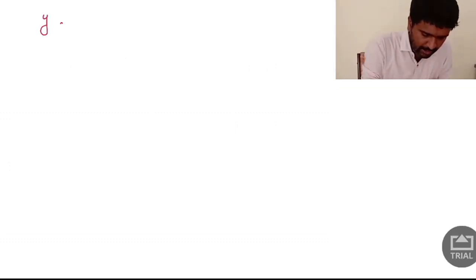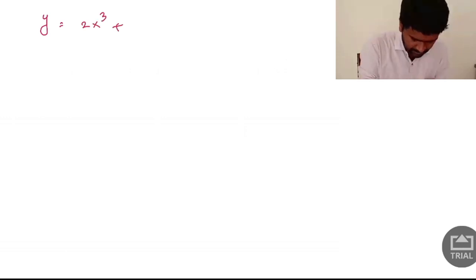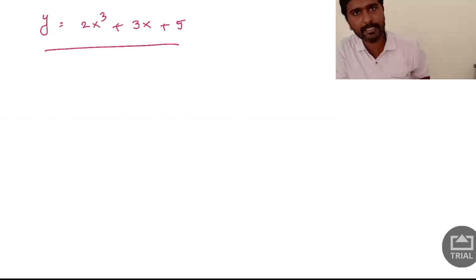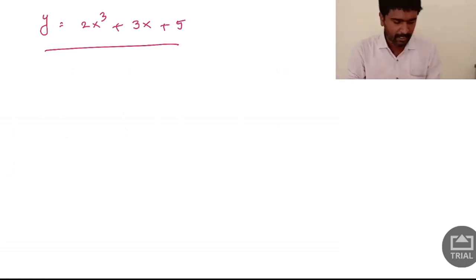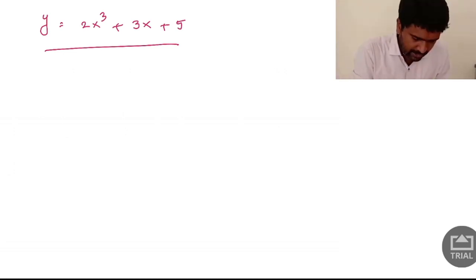So let's say y equals 2x power 3 plus 3x plus 5. Say this is the function. Then how to find out the differentiation of this? Let us do it first. So now let us find the differentiation of this one. So that is dy by dx.